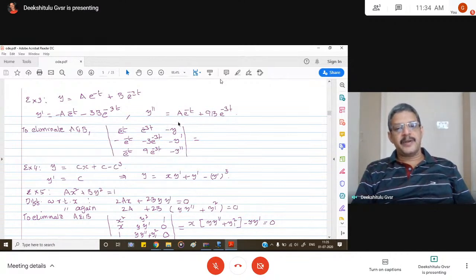If you find the determinant, you get a relation between y dash and y double dash. That will be your differential equation after eliminating a and b from this y.